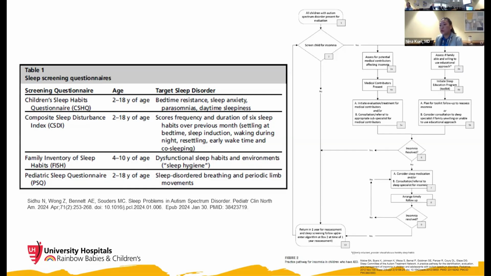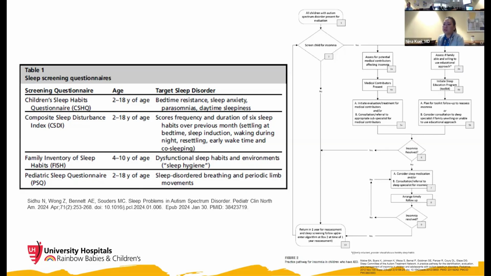So far and away, the Children's Sleep Habits Questionnaire, the CSHQ, is commonly used. It looks at bedtime resistance, anxiety, parasomnia, and daytime sleepiness. There's also the Composite Sleep Disturbance Index that really looks over the previous month, so it accurately reflects what is happening currently.